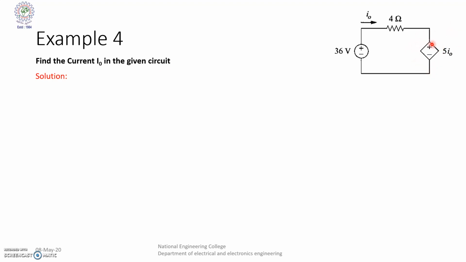It's a voltage source. It's dependent on the current I0. So I0 is flowing through the 4 ohm, so the total current in the circuit is I0. So simply apply the KVL. If you apply the KVL, the equation will be 36 minus 4 I0 minus 5 I0 is equal to 0.